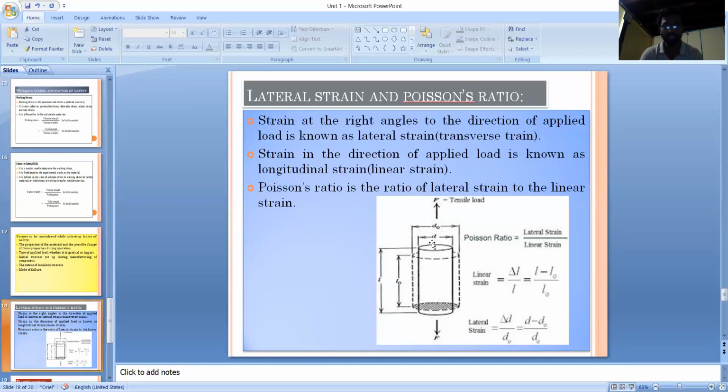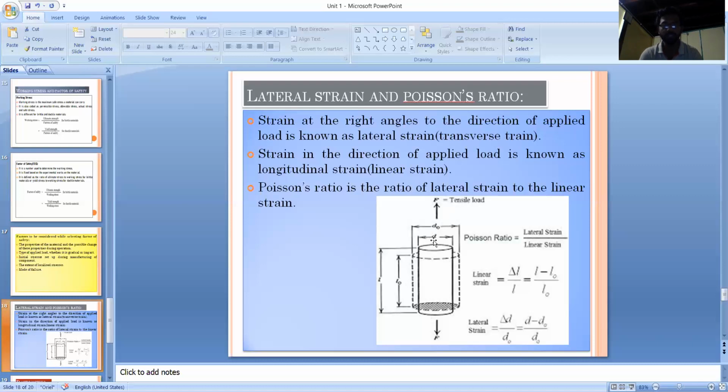If you see this diagram, we can understand this lateral strain. The strain at right angles to the direction of the applied load is known as lateral strain, or you can say transverse strain. In this diagram, the load applied is a tensile load, and we have a rod having two dimensions: one is length and one is diameter. The length is parallel to the force and the diameter is perpendicular to the force.